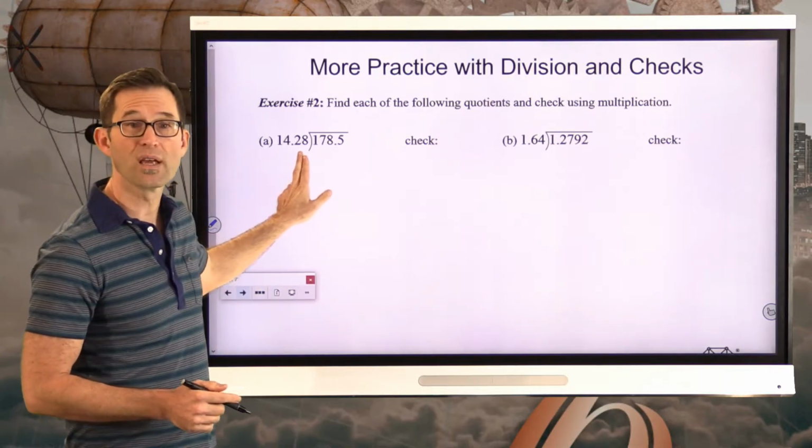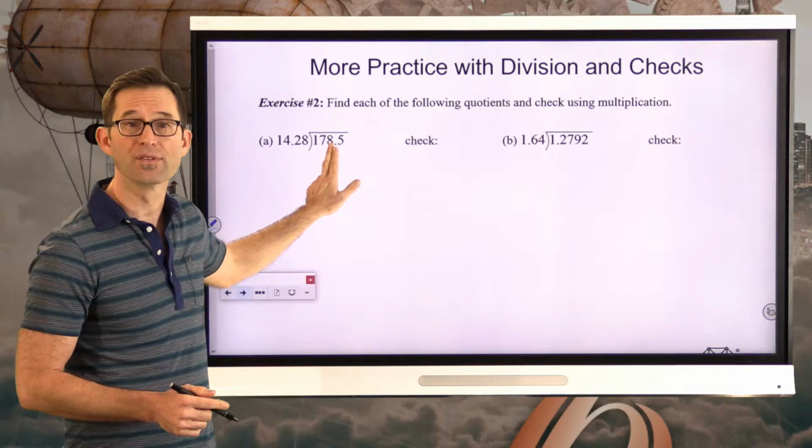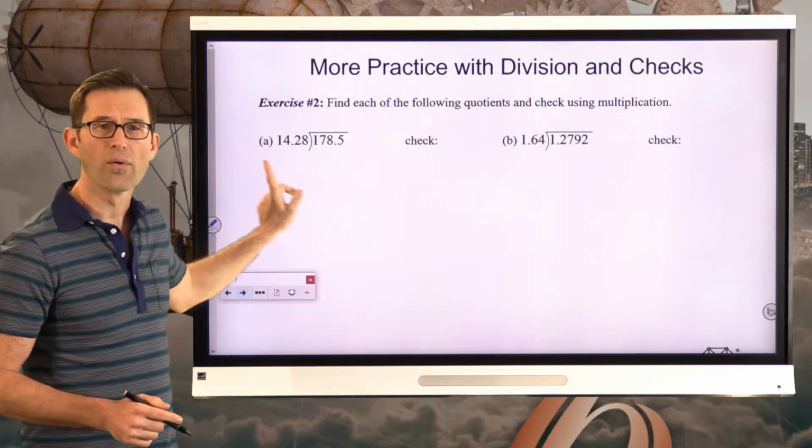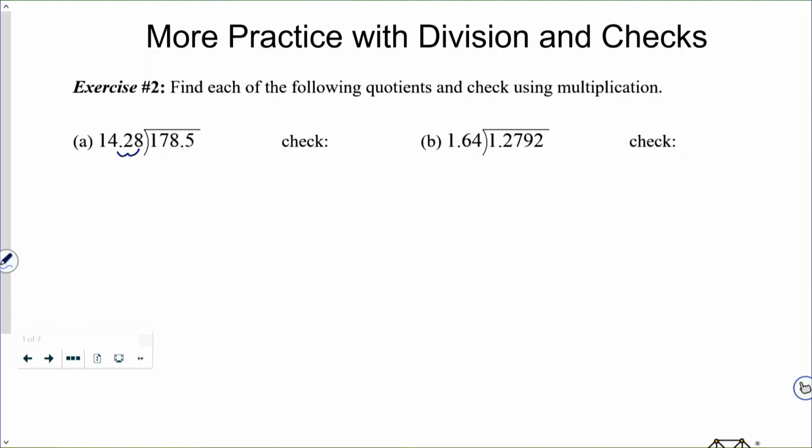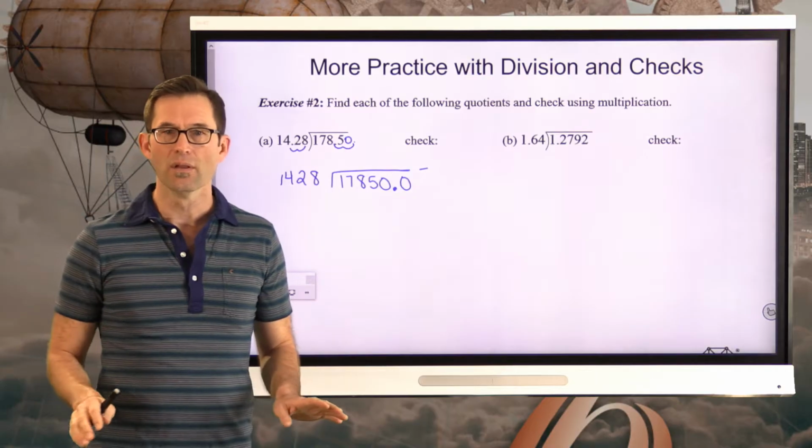I'm going to want to move this decimal place 2 units to the right and this one 2 units to the right. Now, this one's pretty easy when I move it 2 units to the right because I'm just looking to get 1,428. On the other hand, when I move this one 2 units to the right, I literally have to tack an extra 0 on. So I'll get 17,850. I think I'm going to even put a little decimal point there just so I really have got it down there.